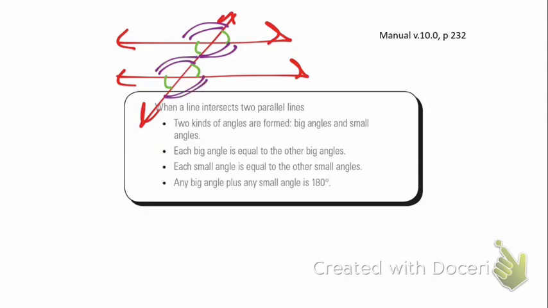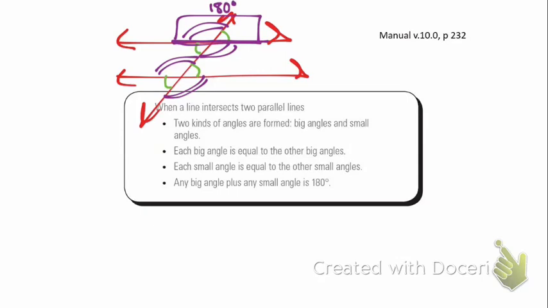These four angles are always congruent. So the four green angles are going to be the same measure. The four purple angles are going to be the same measure. Also, if you add together a green plus a purple, you're going to get 180 degrees because that's just going to make this straight line right here.